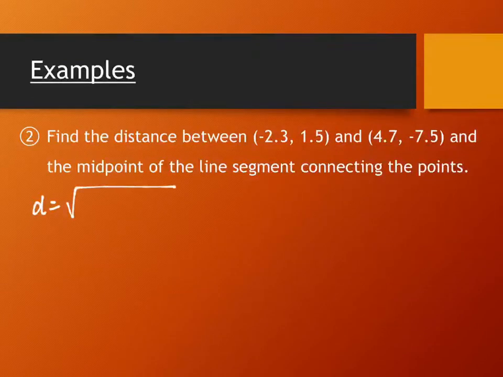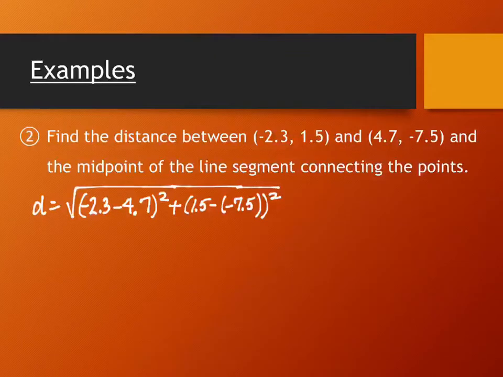So my distance formula, I take my two x values and I subtract. So I have negative 2.3 and I have 4.7, so minus 4.7 squared. And then it's addition. And we'll do the same thing with the y value. So I have 1.5. And I have negative 7.5. So I have minus a negative 7.5. So what's going to happen when I minus a negative? Inside here, yeah, these two negatives are going to end up making an addition. So I'm going to get a positive right there.